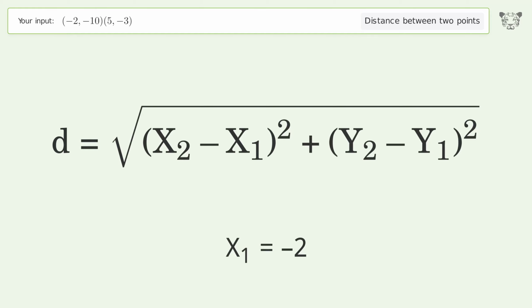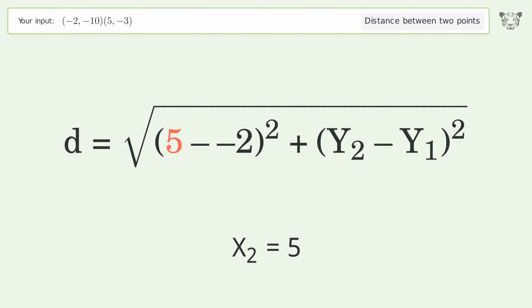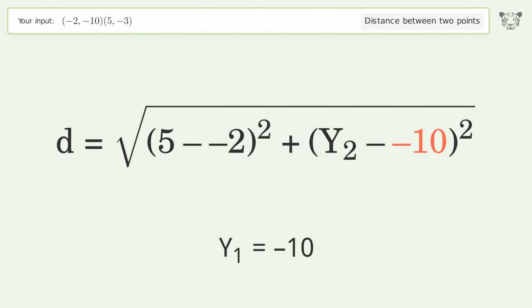x1 equals -2. x2 equals 5. y1 equals -10. y2 equals -3.